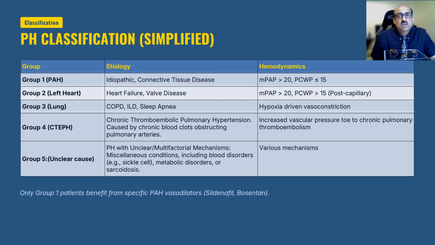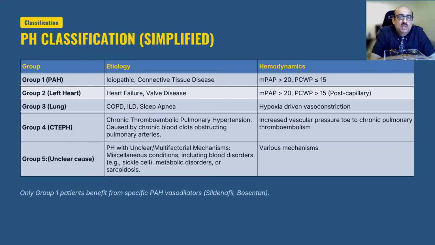And lastly, let's look at a brief, simplified pulmonary hypertension classification. There are 5 groups. Group 1, pulmonary arterial hypertension, is idiopathic or connective tissue disease. Usually the mean pulmonary artery pressure is above 20 and wedge pressure is less than 15. Group 2 is related to the heart, so left heart etiology, heart failure, valvular disease. Again, the pulmonary artery pressure will be above 20, but the wedge pressure will also be high, more than 15. That's the post-capillary one.